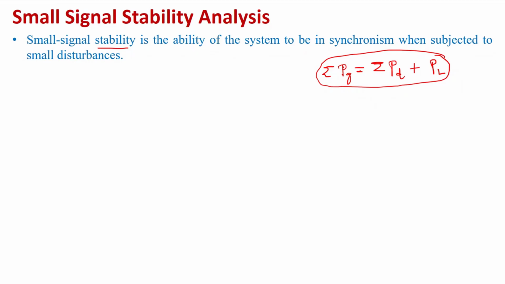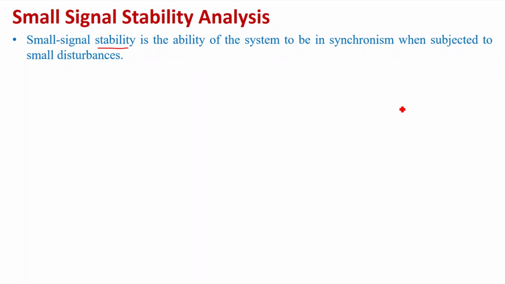Therefore, stability analysis is categorized into different types, as discussed previously. One of them is small signal stability, which is defined as the ability of the system to remain in synchronism when it is subjected to a small disturbance. What is the meaning of small disturbance? Small disturbance means a change in load, a change in generation, or sometimes the tripping of lines. They are called small disturbances.